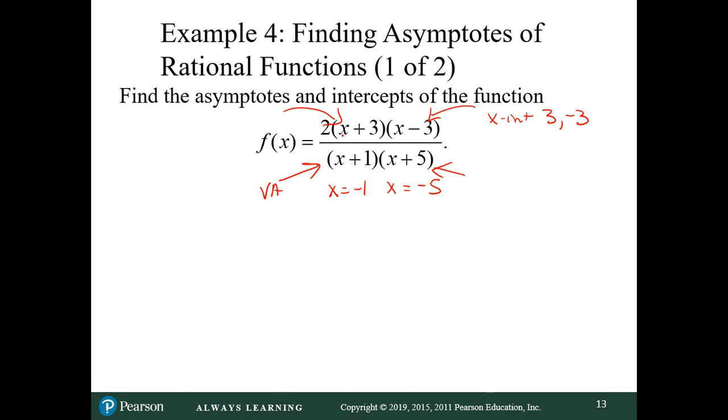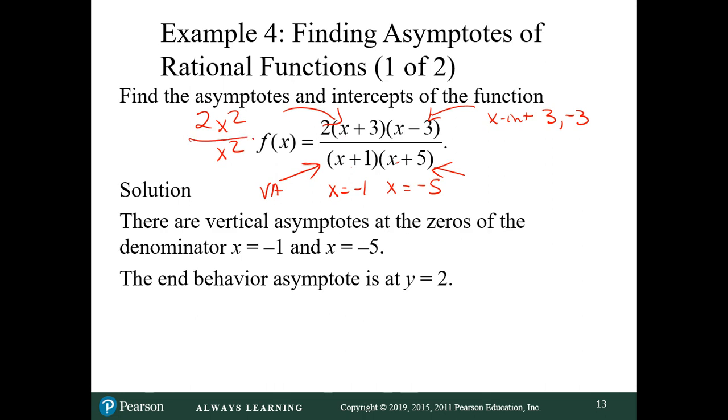Okay? Now, if we multiplied all this out, x times x would be x squared, and x times x would be x squared. And when there's a 2 in front, this is like 2x squared in the end, if you distribute everything through. So, since these are the same power, you cancel it. You get a horizontal asymptote of 2 over 1. So, y equals 2 is a horizontal asymptote. Okay? That's how that works.